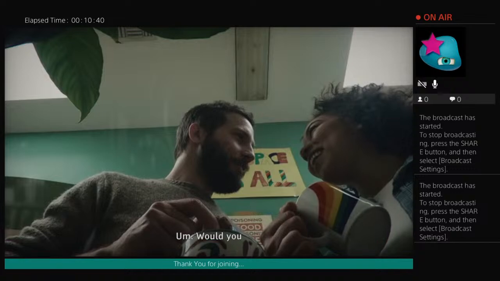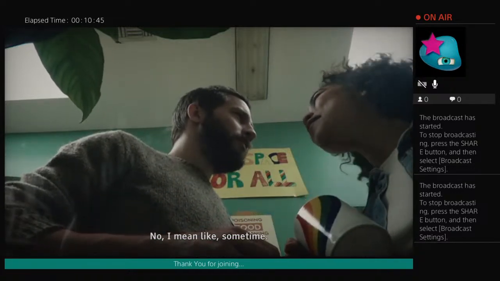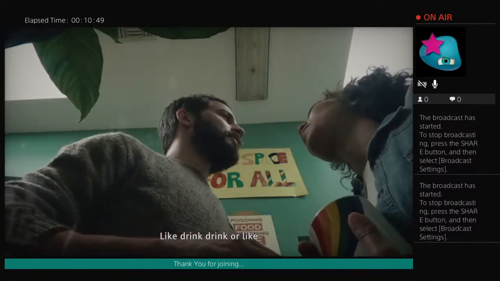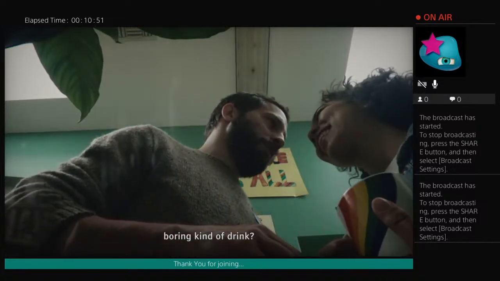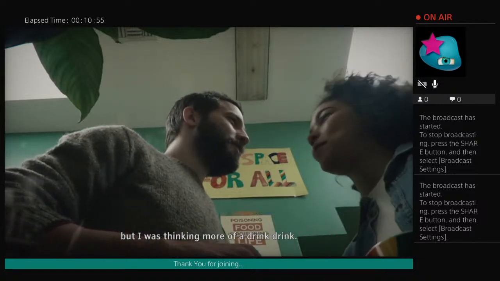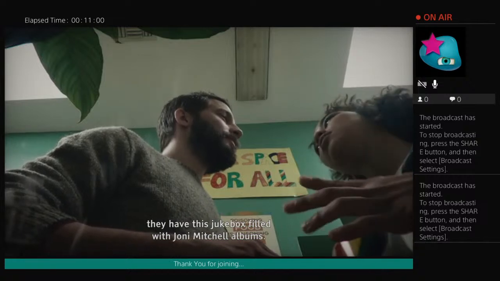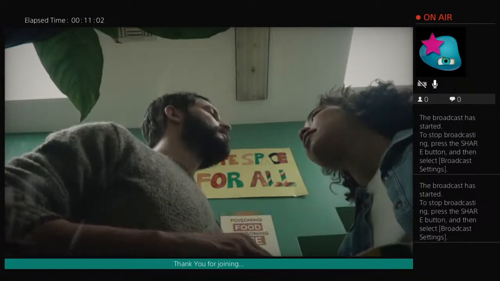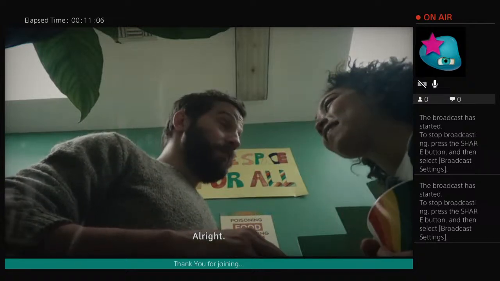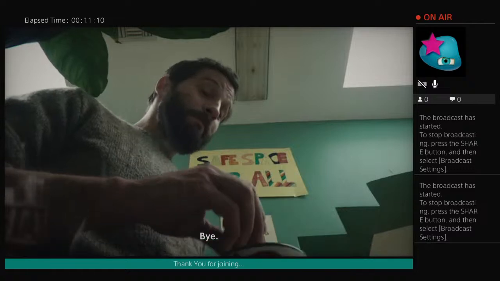Um, would you like to get a drink somewhere? Right now. No, I mean like sometime. Like a drink or like a call process about those boring. I mean, sure, we could call some investors, but I was thinking more of a drink. There's this old landlord tavern. They have a jukebox filled with giant llamas. So. Cool. Yeah, I'll call you when I remember. All right. I gotta catch Sean. Bye.